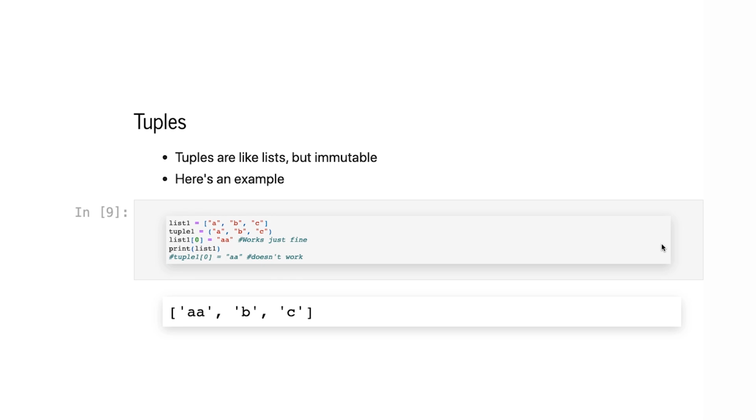So here I create a list. List 1 is A, B, C. Tuple 1 is also A, B, C. And then I reset the first element of list 1, which is a list, to the element AA. So that works just fine. And then I comment this line out here that says tuple 0 is AA.